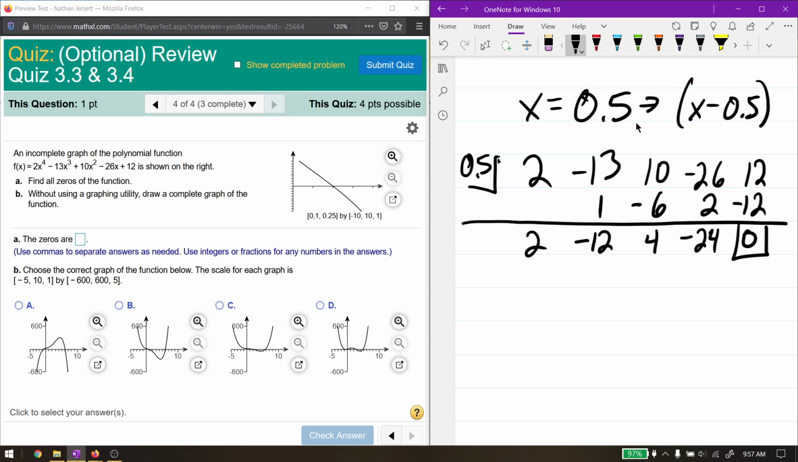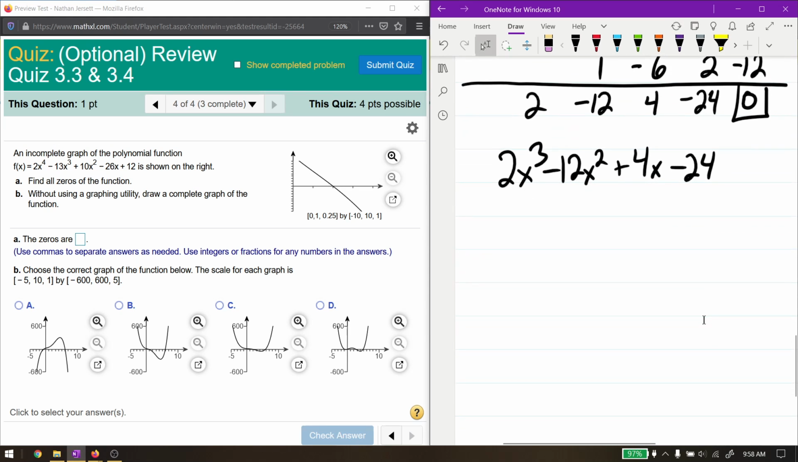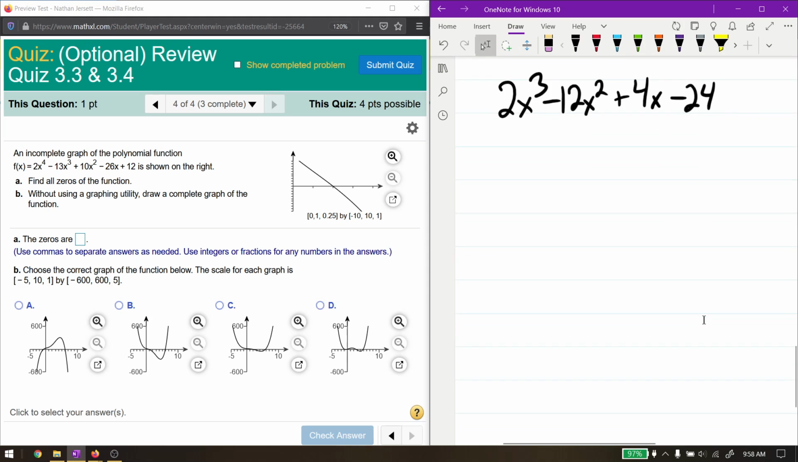Okay, now we have a cubic here. This is going to be 2x cubed minus 12x squared plus 4x minus 24. This is not a quadratic, so what we want to do is try to divide out another factor if possible, because that gives us a quadratic. But we do have a cubic here, and we do know one method of factoring cubics, namely factoring by grouping. So let's try that.